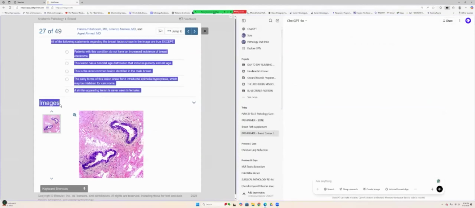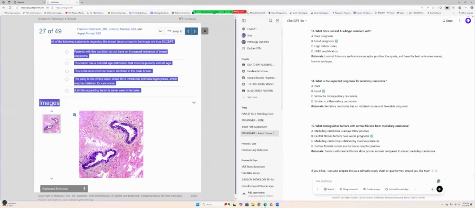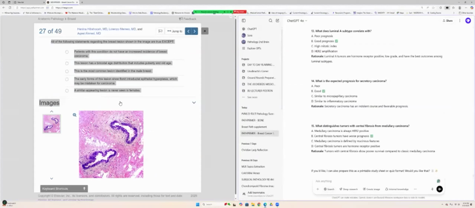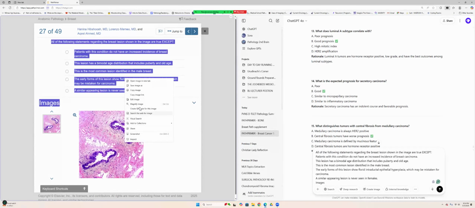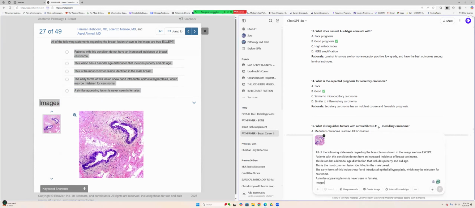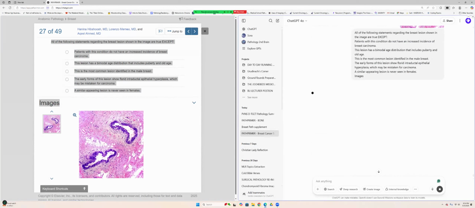Let's see. There is a similar lesion in female. Do you know what it is? The answer is actually E. I don't know why I put D. This is the answer. Do you know the name of the similar lesion in female? It's called gynecomastoid hyperplasia.